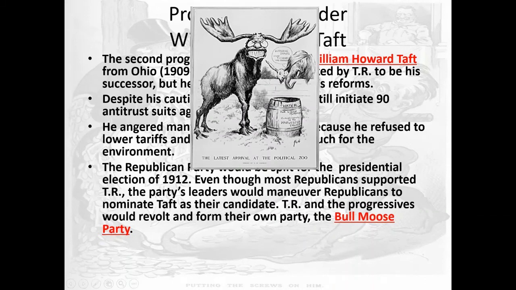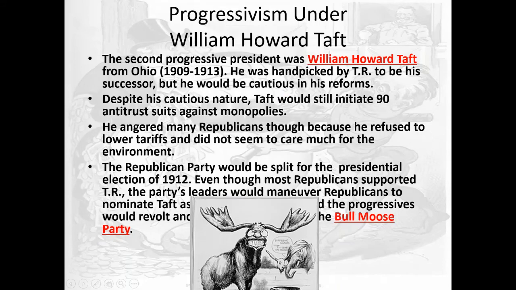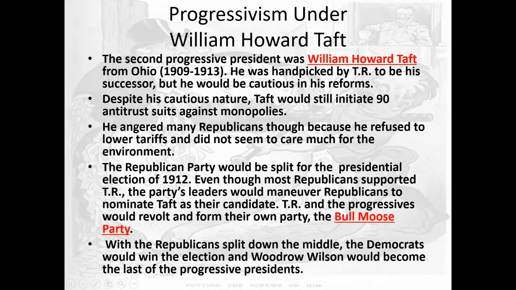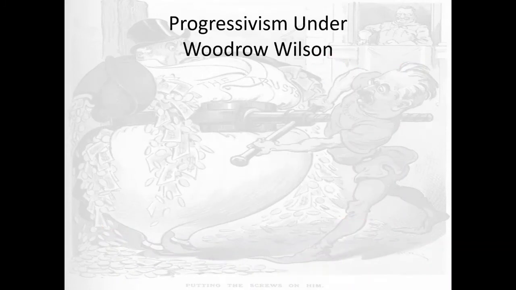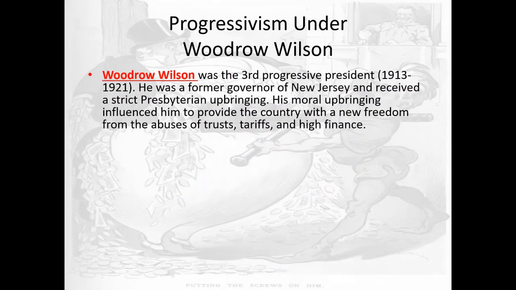You got the Democrats as the donkeys. You got the Republicans as the elephants. Well, I'm going to be the Bull Moose Party. But with the Republicans split down the middle, a lot of Republicans supported Taft, a lot of Republicans supported Roosevelt. But dividing their vote let the Democrats win. Democrats would win the election, and Woodrow Wilson would become the last of the progressive presidents. And so let's finish up here with Woodrow Wilson.